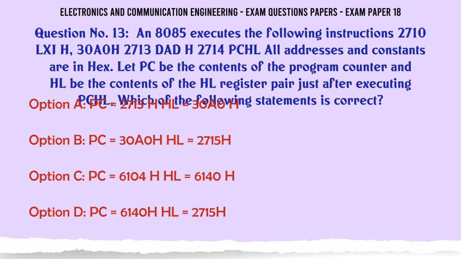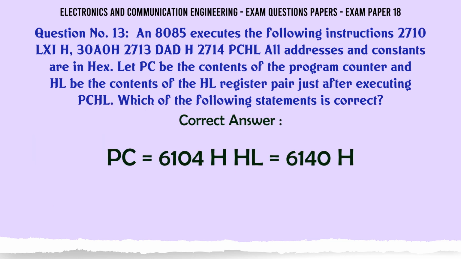A. PC = 2715H, HL = 30A0H. B. PC = 30A0H, HL = 2715H. C. PC = 6140H, HL = 6140H. D. PC = 6140H, HL = 2715H. The correct answer is PC = 6140H, HL = 6140H.